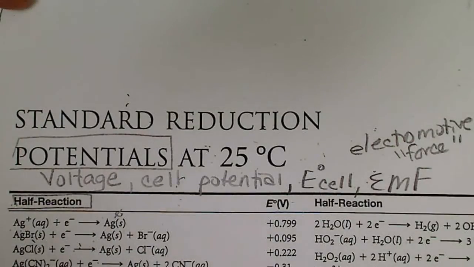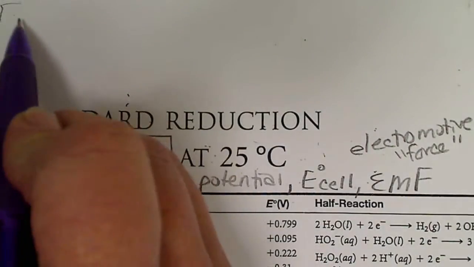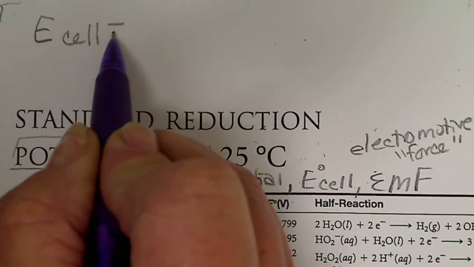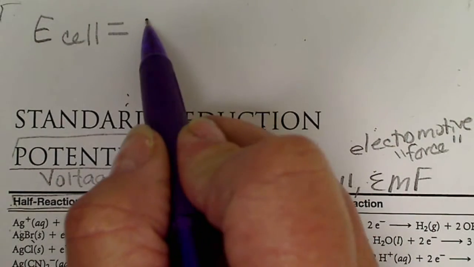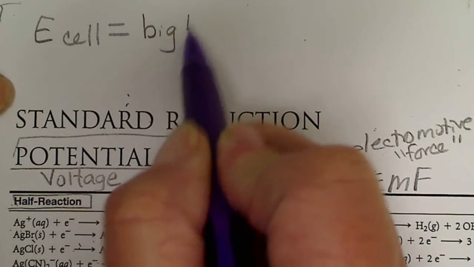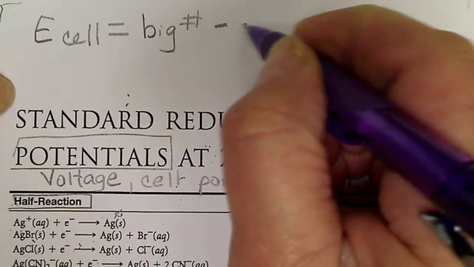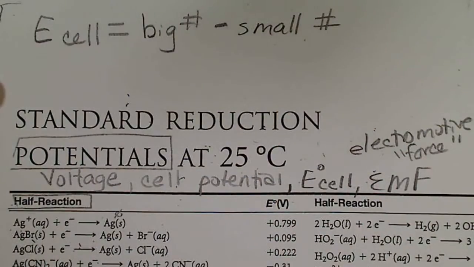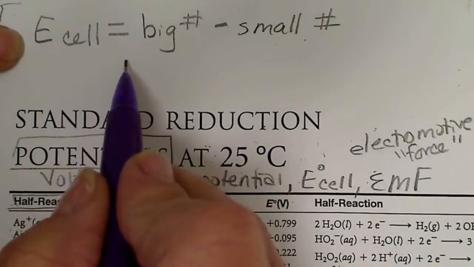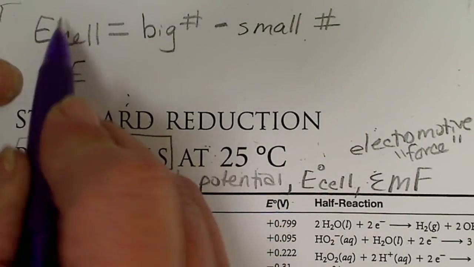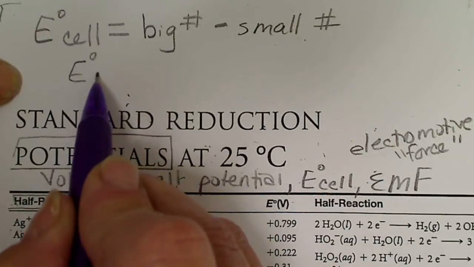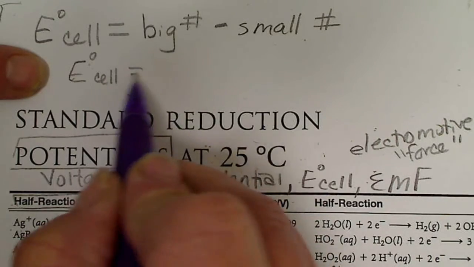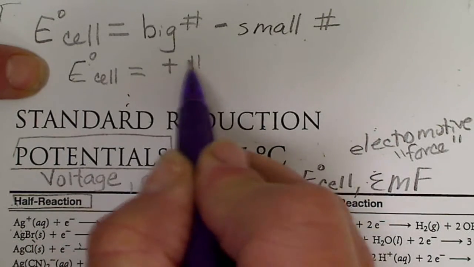And I'm just going to give us the formula when we do that. For example, E cell, when we do this calculation, is always going to end up being the big number minus the small number. And if we think about that, that means E0 cell, standard conditions with the little circle, is always going to be a positive number.